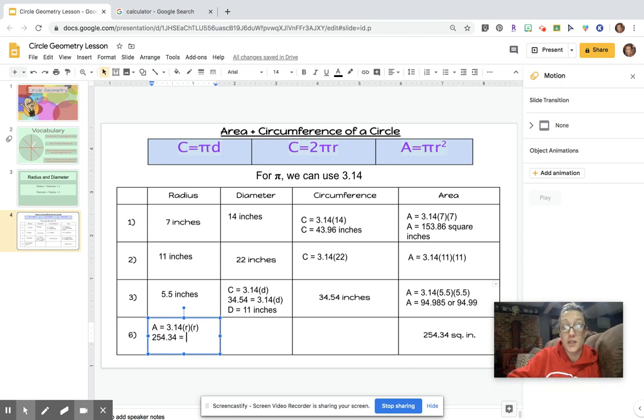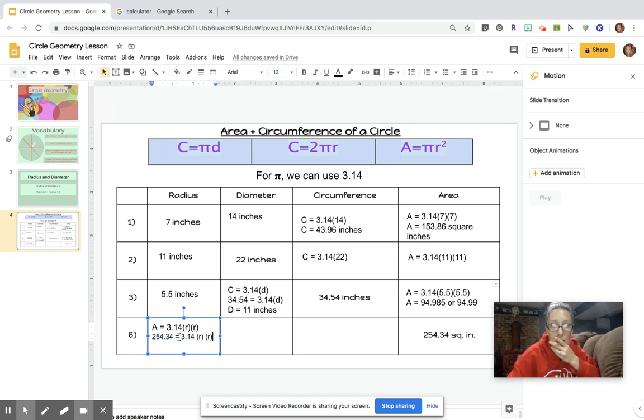So I know that means 3.14 times the radius squared, right? Radius times radius. Okay. So I need to first change this font so it all fits on.